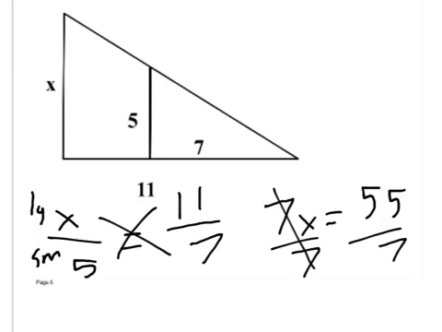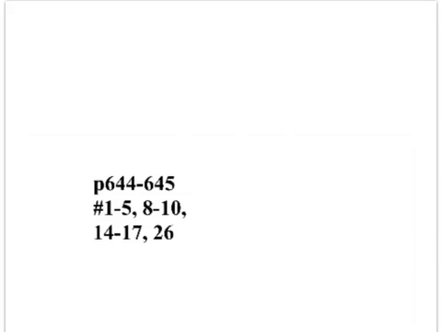55 divided by 7, I'm just going to leave as that. 55 over 7. You know what? Go for it, because the book does it a couple times. Okay? So, here's your answer. Now, here's your homework.